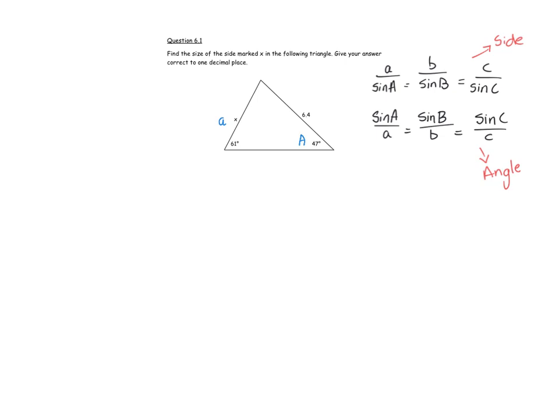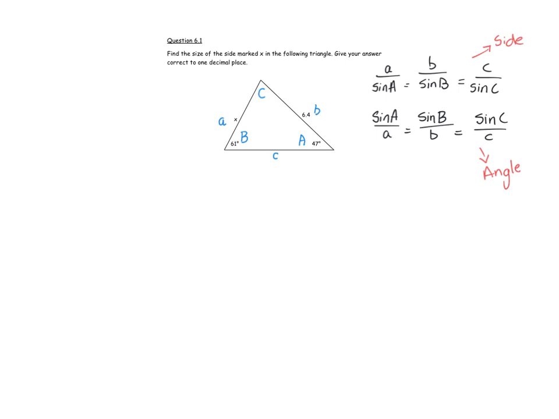Then we pick the sides that we have next. So we have 6.4, so we'll label that b. And then we'll label the angle opposite side b as capital B. Then we can label the bottom one c, and the angle opposite that capital C.